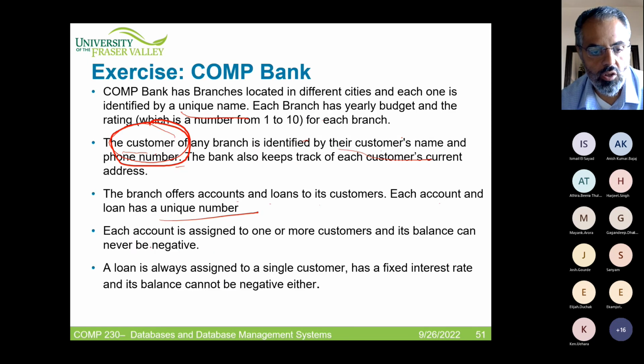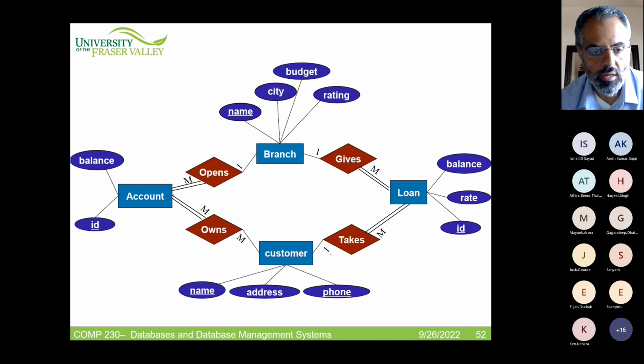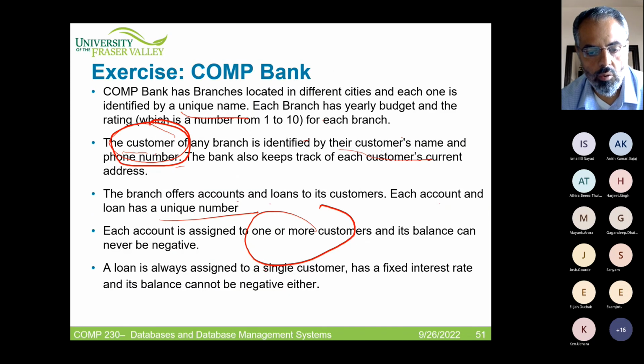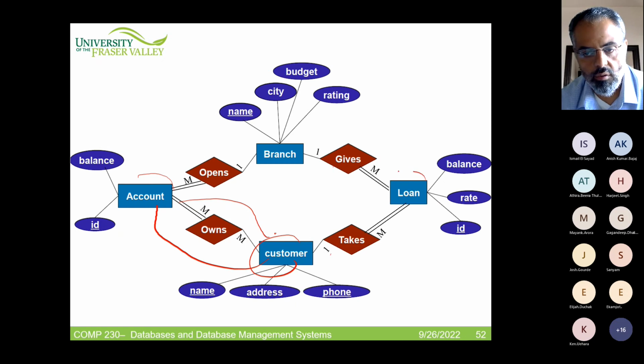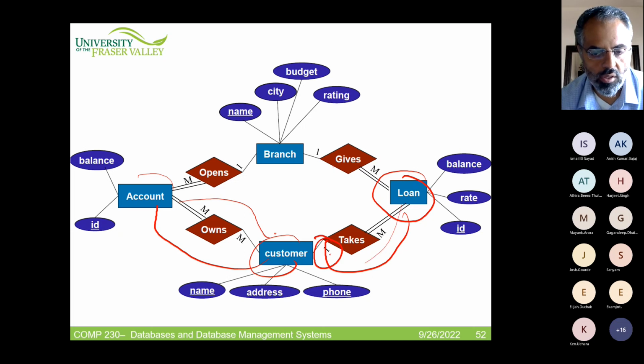It said that each account is assigned to one or more customers. So an account can have multiple customers and a customer can have multiple accounts. A loan is always assigned to a single customer, so it would be one from here. And for sure, a customer can take more than one loan. And a loan can be offered by a specific branch, so it is one, and a branch can give more.